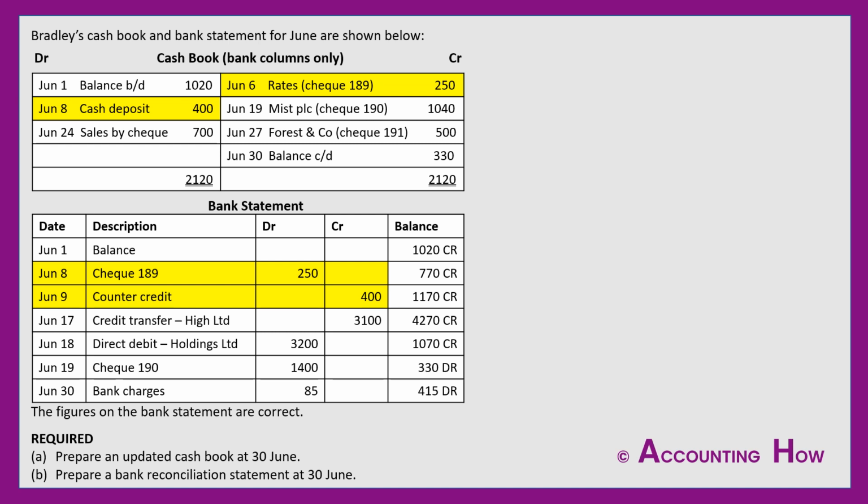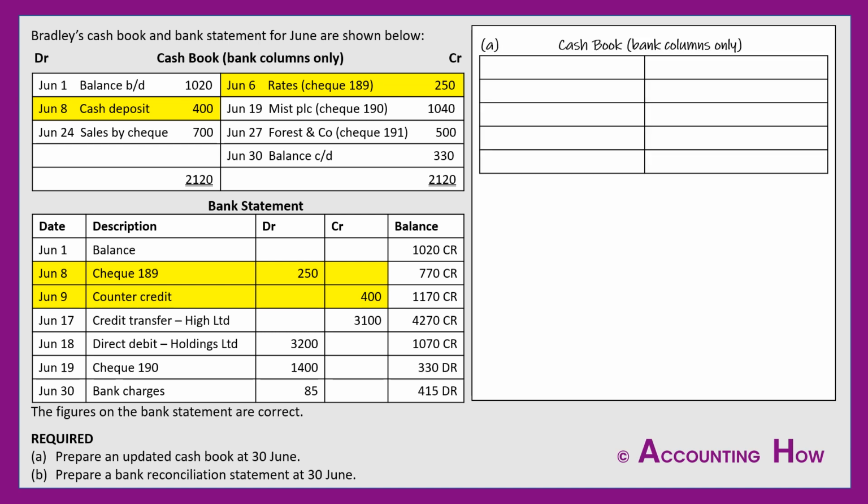The only other possibility I can see is on June the 19th, we've got this check for Mist PLC, but the figures don't agree. In the cash book, it says that Bradley paid Mist PLC £1,040, but on the bank statement, it says the check was for £1,400. But it does tell me underneath the figures on the bank statement are correct. So I know at the moment the two figures don't agree, but we know the bank statement is correct. So that is just an error that Bradley has made in his cash book, and I need to sort that in a moment.